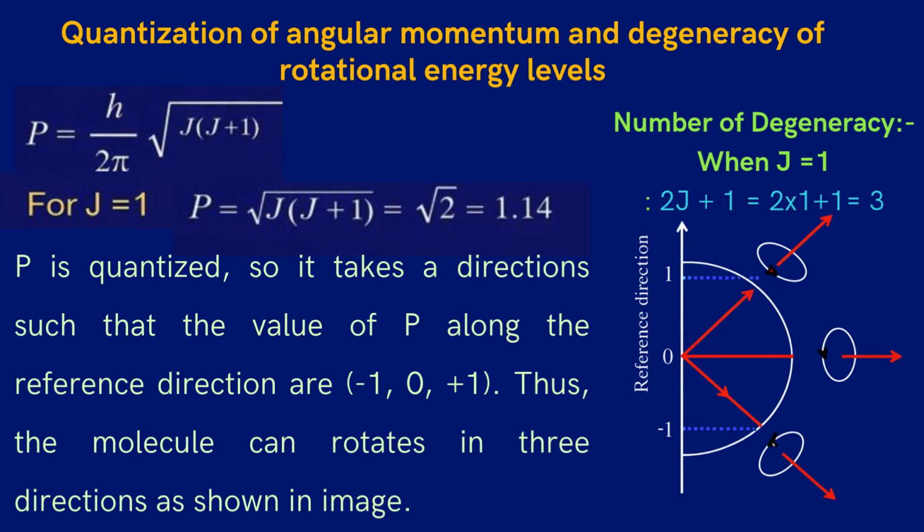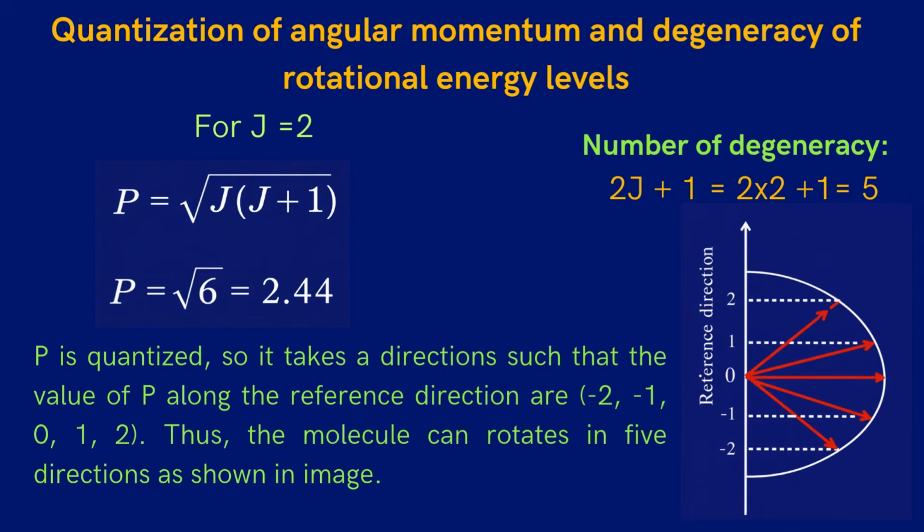Putting the value of J equals 1, P will be 1.14, which is equivalent to 1. P is quantized, so it takes a direction such that the values of P along the reference direction are -1, 0 and +1. In addition, the number of degeneracy can be determined by using the following formula: 2J plus 1. When J equals 1, the degeneracy will be 3. Thus, the molecule can rotate in 3 directions as shown in the image.